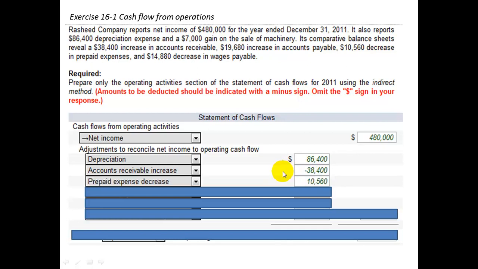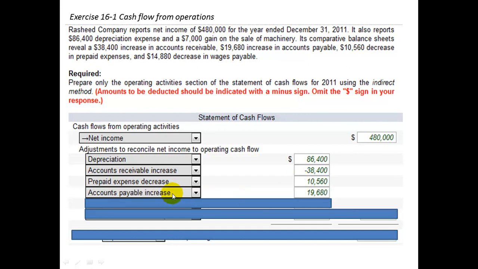The next thing will be prepaid expenses. If prepaid expenses decrease, that means you're not buying as many prepaid expense items with cash. Therefore, when they decrease, that means that cash from operations went up. In this case, they went up $10,560. Next, we have accounts payable increase.